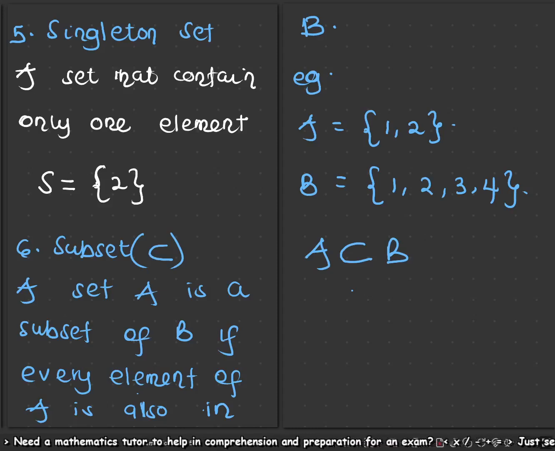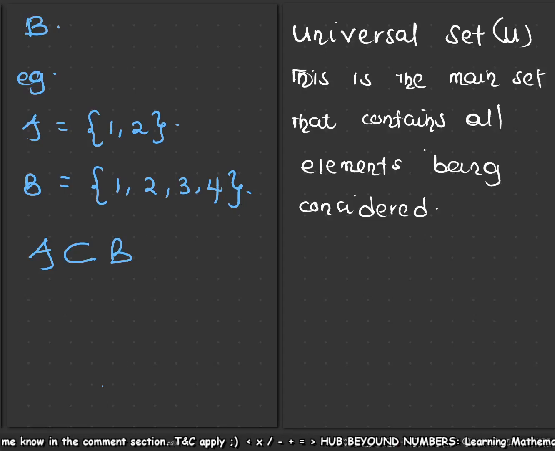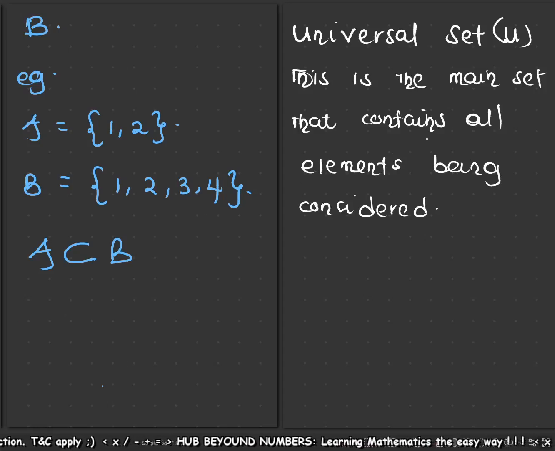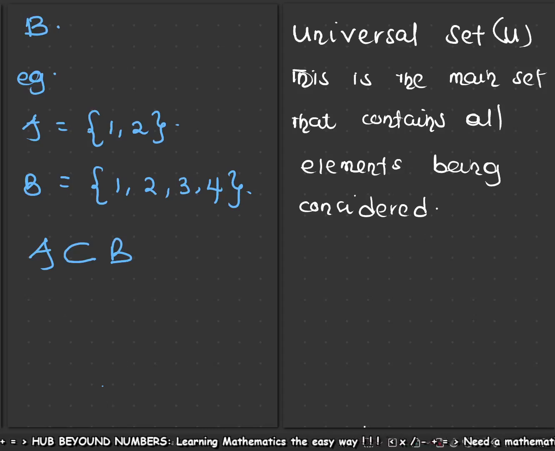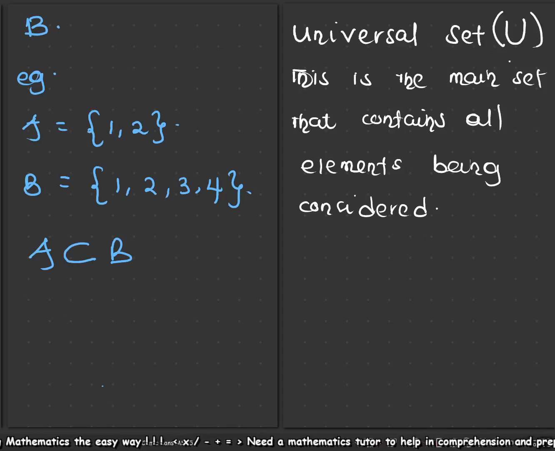There are calculations we would have to do on this, that is determining the number of subsets and all that. But we won't do that in this lesson here. We'll do it in another lesson. Hence, let's look at our last type of set called the universal set. The universal set is the main set that contains all the elements being considered, and we usually denote it with the letter U, something like this over here. Okay, so that is the universal set.